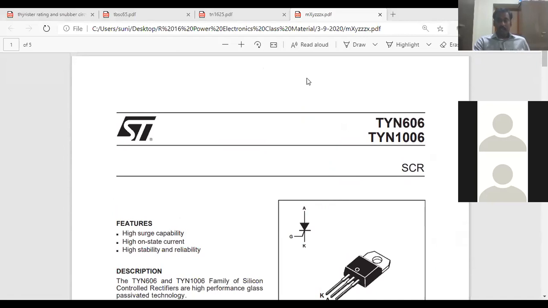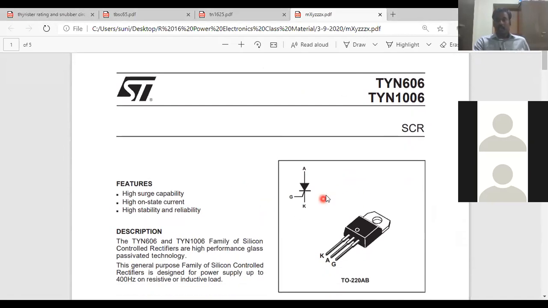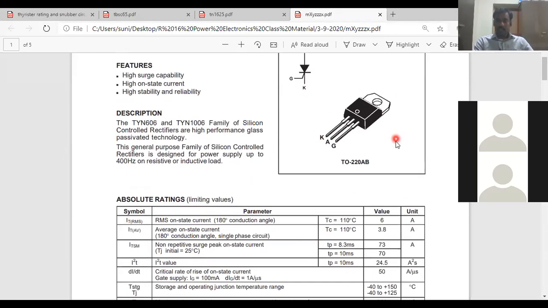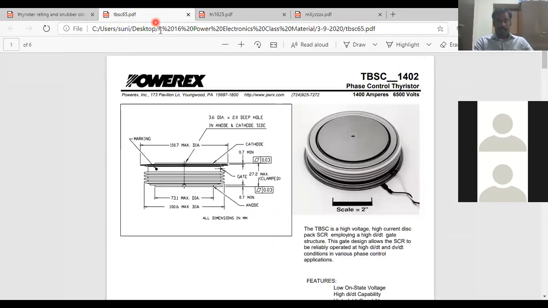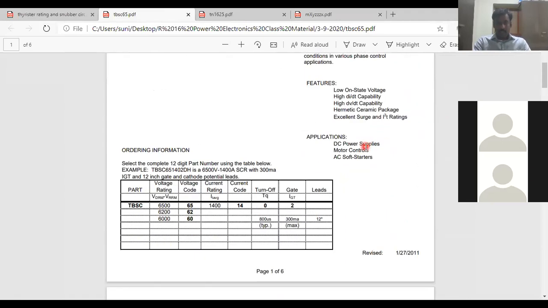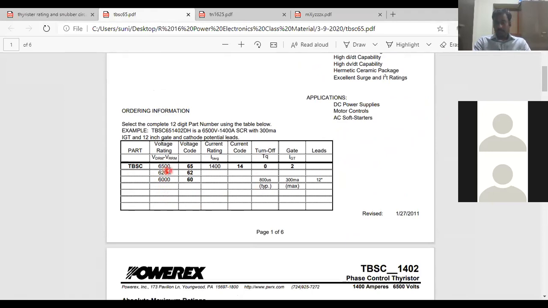So whatever we had seen earlier, those specifications are always defined for all the SCRs on the specification sheet. Okay, so if you consider another SCR, this is going to be a phase control thyristor rated for a voltage of 6500 volts with a current rating of 1400 amperes. The SCR packaging is going to be like this. Okay, so if you consider the specifications here, you are going to have the voltage ratings of 6500 volts, 6200 volts, like that. Okay, and you have the current rating defined as 1400 amperes.